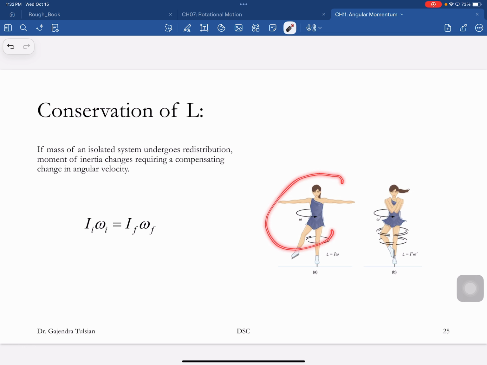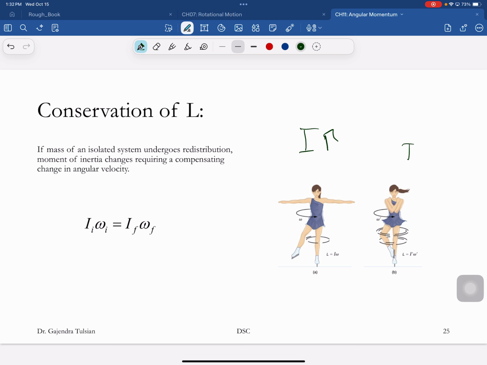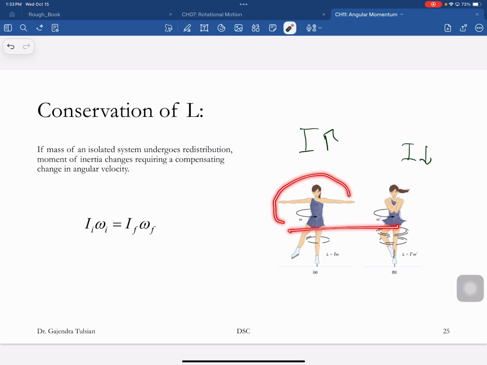All right, so here's the skater. In this configuration, the moment of inertia is high, and in this case, the moment of inertia is low. So as this system evolves, there's no external torque acting on this system, and the angular momentum remains constant. So initial angular momentum is equal to final angular momentum. Since this is small, this is large.